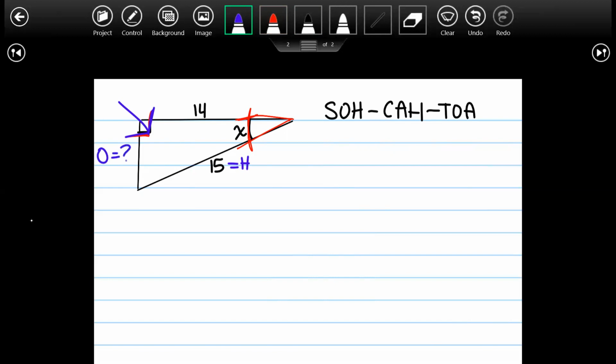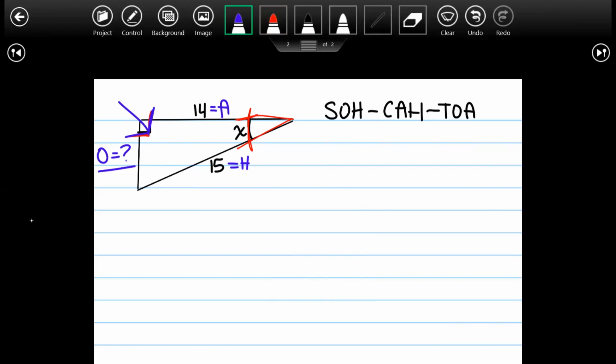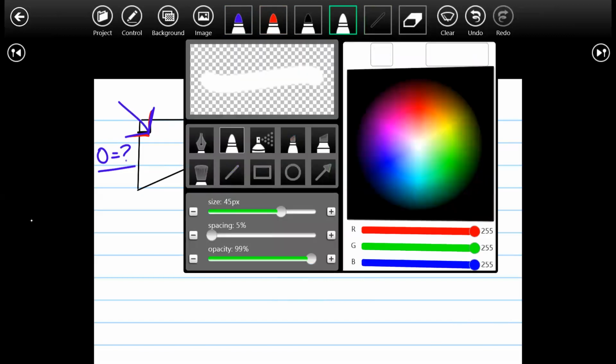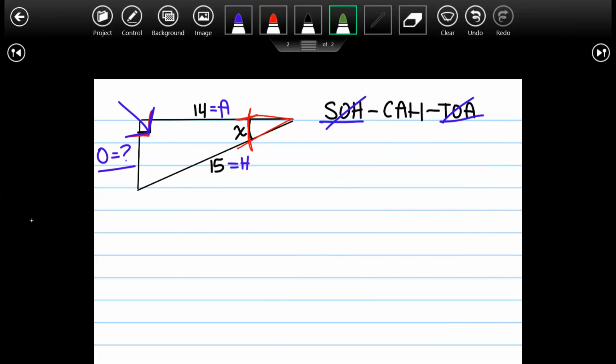That means we have adjacent on the top. So which ones am I going to be crossing out? So and Toa, go away. So we are going to use Ka. Ka will be cosine of my angle x equal to our adjacent, 14 over 15.